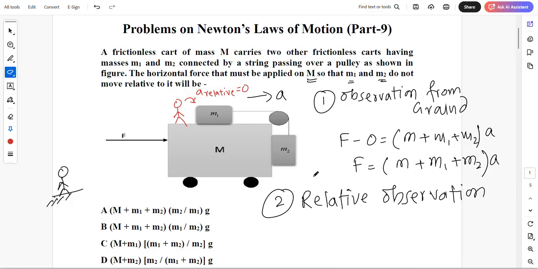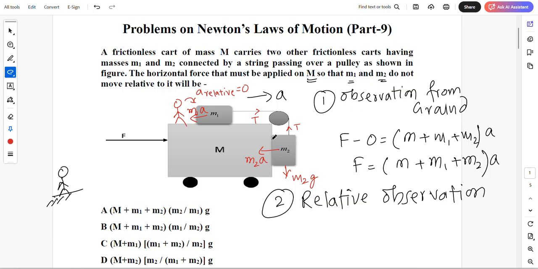Now this is m2g, and tension will be there here in the string. Now where will be the pseudo force? See the direction of a. Direction of a is like this, therefore pseudo force will be acting like this. This is m1 into a is pseudo force and m2 into a is pseudo force.